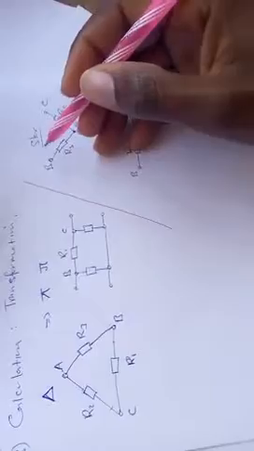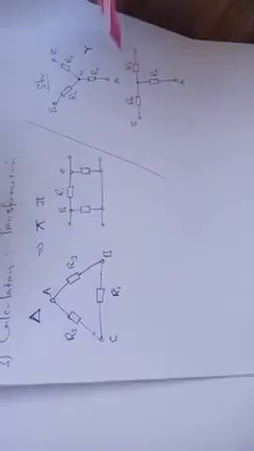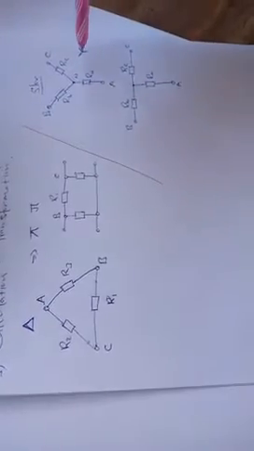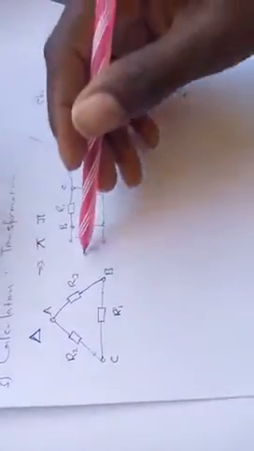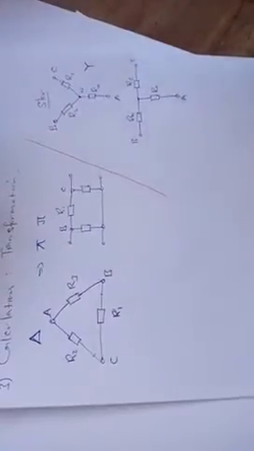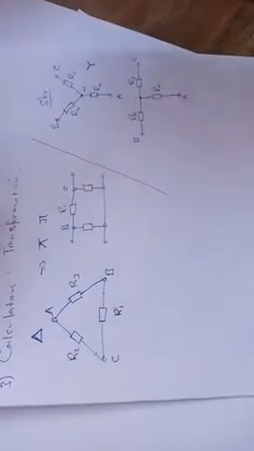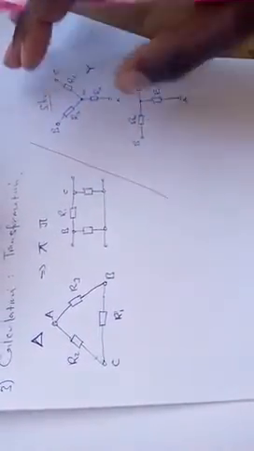So here we've got a star and here is a delta. So you should be able to identify a star network and a delta network in a complex or complicated network. So we are done with the first objective. Now we'll go to conversion.